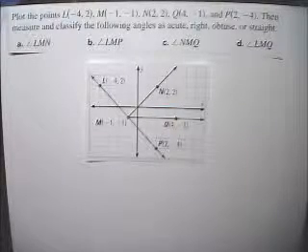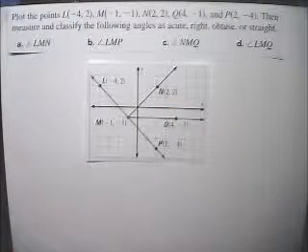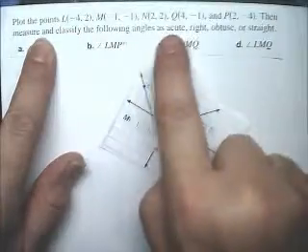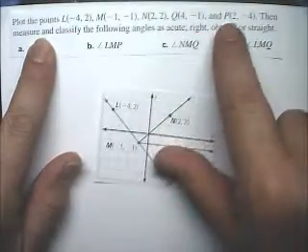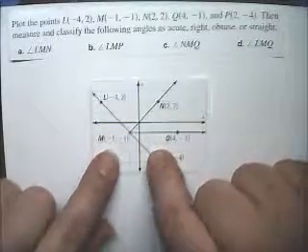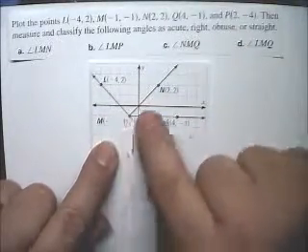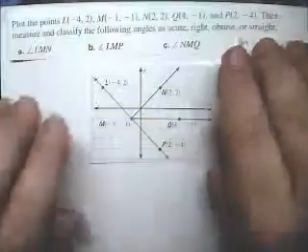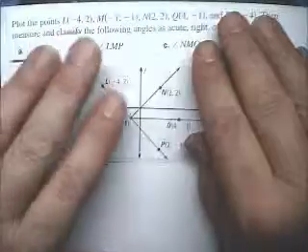Hello, this is Basics of Geometry, Angles and Their Measure, Example 3. Example 3 says to plot these 5 points on a grid and then measure and classify the following angles. Here's the diagram, and we'll be using a protractor to measure the angles. I'll show you some protractors.